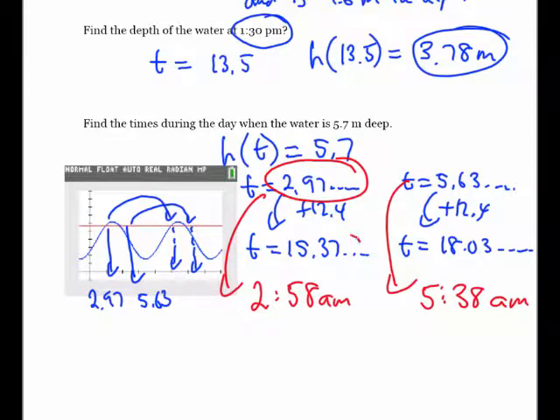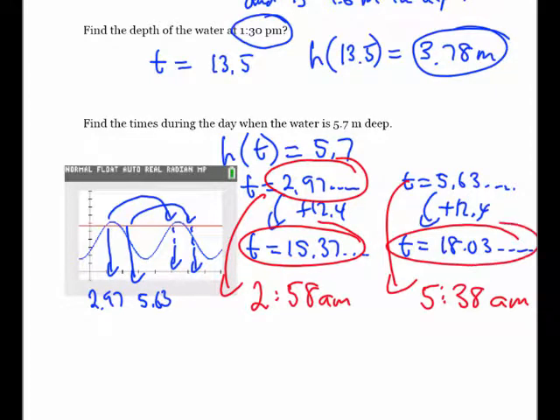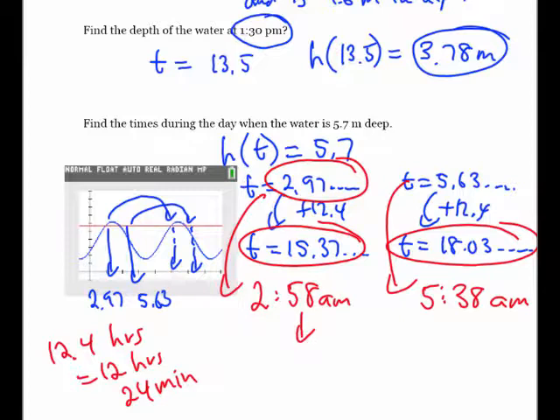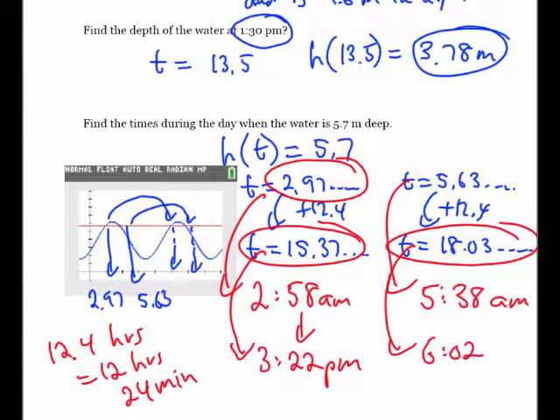Now to get the other two, I can convert those in the same way. But remember that 12.4 hours is 12 hours and 40% of an hour. So 40% of 60 minutes would be 24 minutes. So we could also just add 12 hours and 24 minutes to this, which would mean that this is 3:22 p.m. and this would be 6:02 p.m.